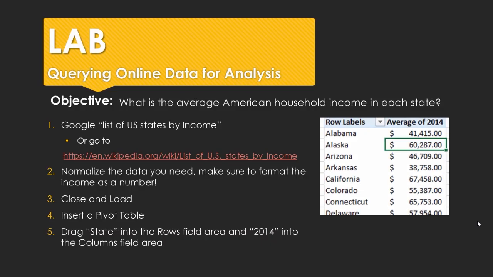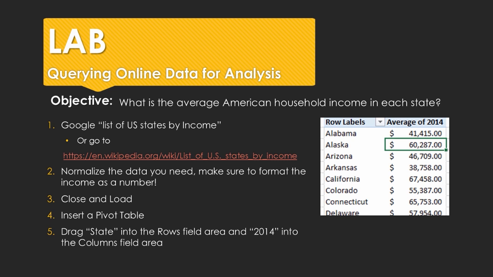This one is an optional lab, meaning if you don't do it, it really won't have any effect on the rest of the class. However, it's a good practice. So what we're going to be doing in this lab is looking for information online about the average American household income in each state. First thing we're going to do is find the information about the average American household income in each state. You can do that by Googling that information, or you can go to the URL that I've typed on here.